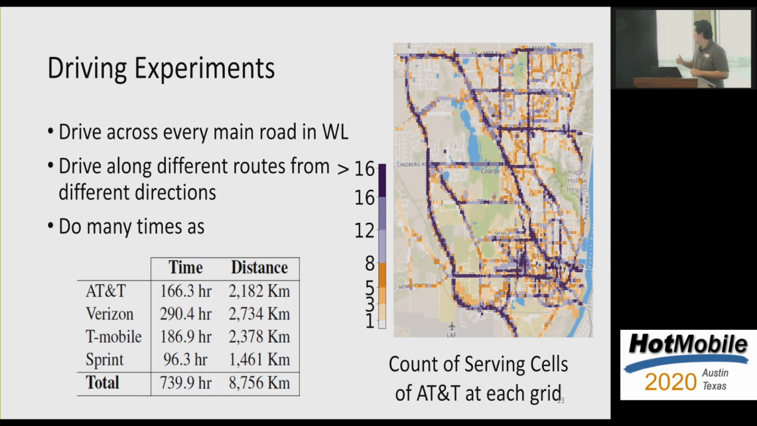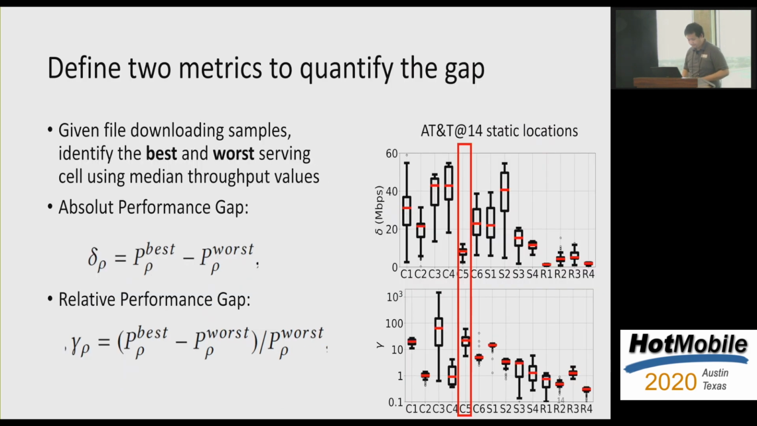And we can see this does show the efforts mobile operators put into making a dense cell deployment. In order to quantify the performance gap, we use two simple metrics. Given the file downloading samples we collected in a specific location, we identify the best and the worst serving cell using their median throughput values.